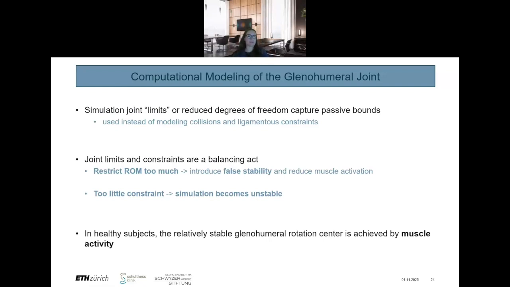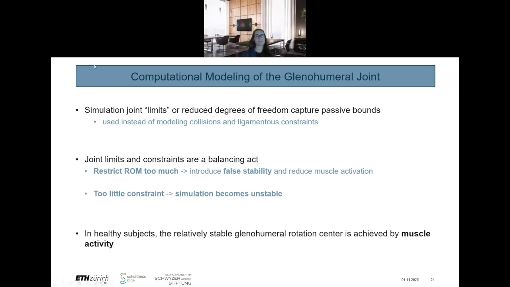But this is a balancing act. If you restrict the range of motion too much, especially if you're simulating muscular activity, you introduce false stability that in reality should be taken over by the muscles, or in reality, with a given joint configuration and muscle activation, you might actually get subluxation, and your model is telling you it's fine because it has these artificial joint constraints in it. But if we don't constrain it enough, your simulation becomes unstable, and you're not modeling the passive constraints that are actually there in vivo. So it's very difficult to strike this balance in terms of how much we constrain or limit these joints.